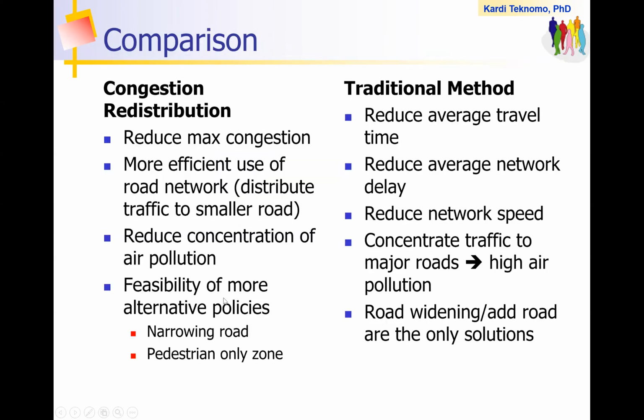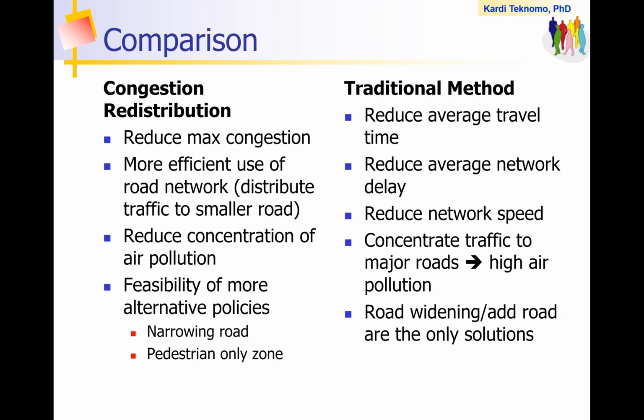Okay, let's compare. In our traditional method, our way of thinking is to reduce the average travel time, isn't it? Using the Wardrop principle. So you want to reduce the average travel time, and you want to reduce the average network delay or reduce the network speed. That's the traditional way to do it. Now, if you use the new concept of congestion redistribution, you don't care about the travel time or network delay. What you want is to reduce the maximum congestion.